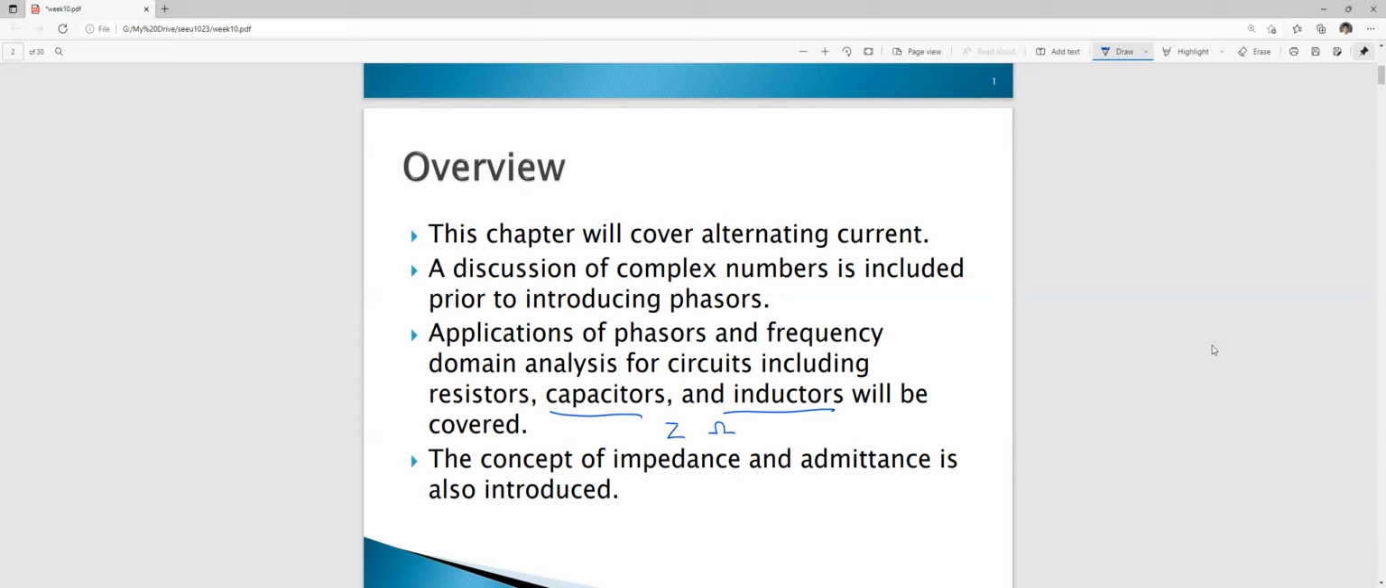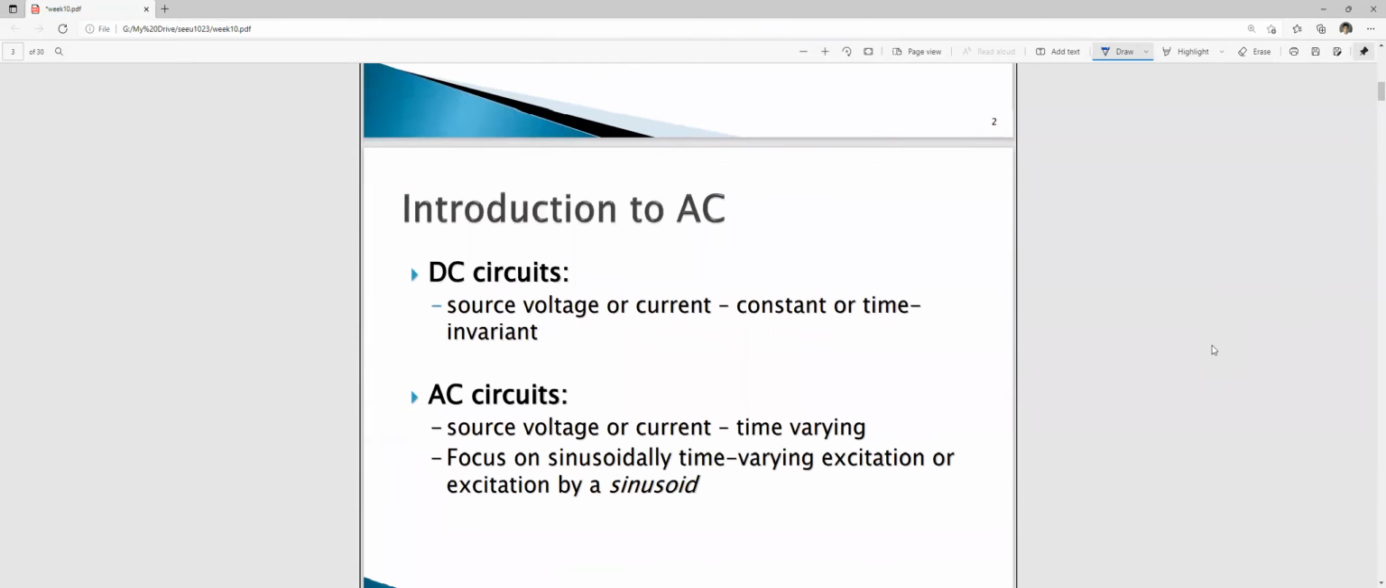After that we will introduce the impedance, Z. The unit is still ohms. And then we will also introduce the admittance, Y, which is actually the inverse of the impedance, and the unit is mho, or sometimes it's also called Siemens. So just a brief introduction to circuit analysis.